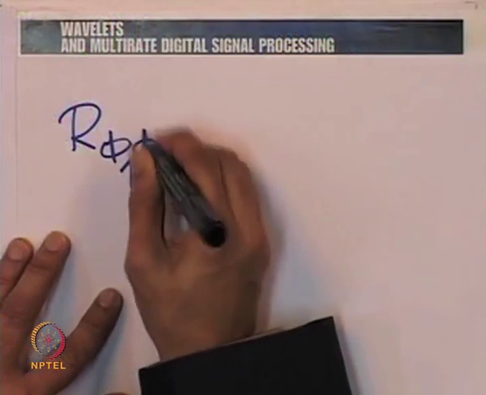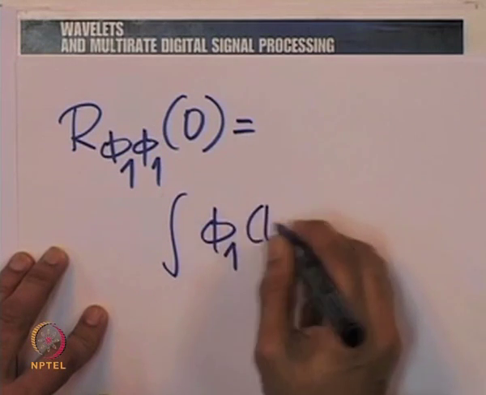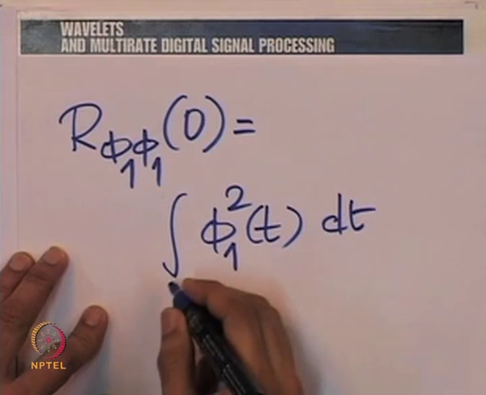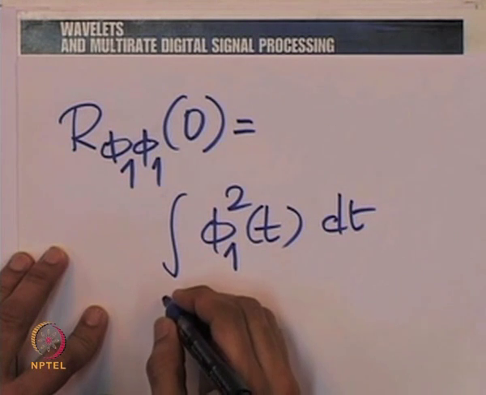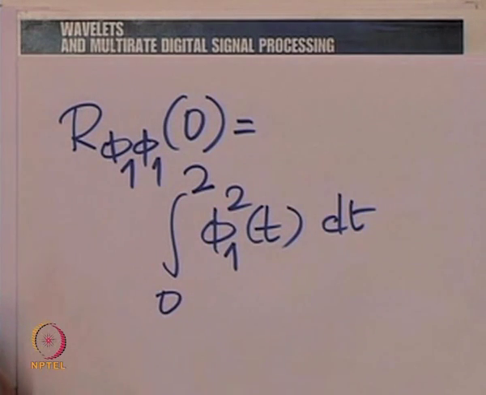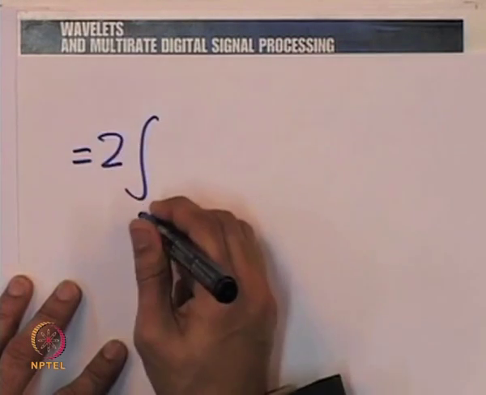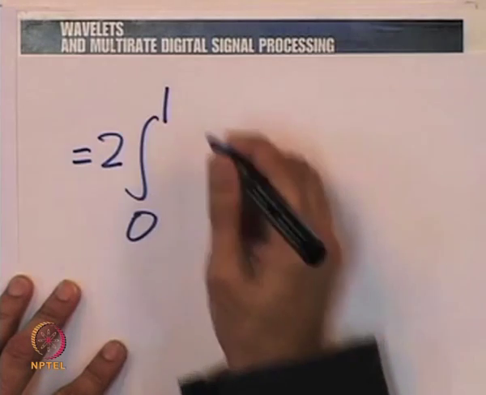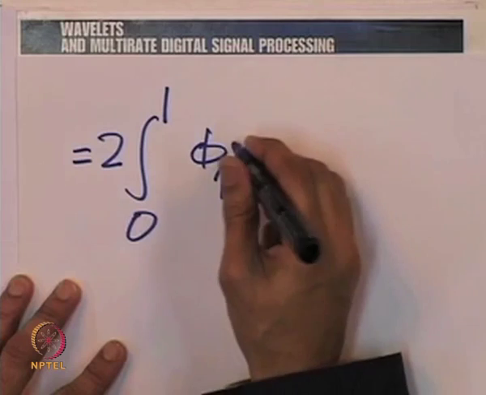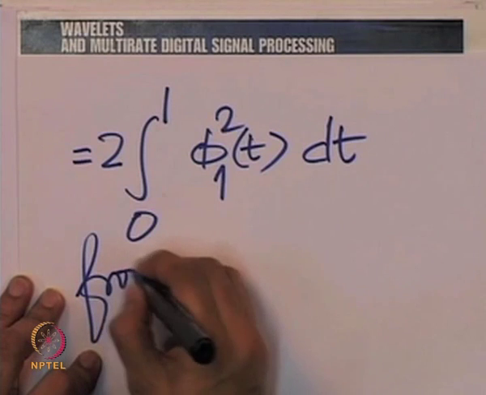So, r phi 1 at 0 is essentially the integral of phi 1 t into phi 1 t, so phi 1 squared t dt, integrated of course from 0 to 2. If you look at it graphically, it is very easy to see that this amounts to integrating the two halves, so to speak. So, it is 2 times the integral from 0 to 1 of phi 1 squared t dt, from the symmetry.